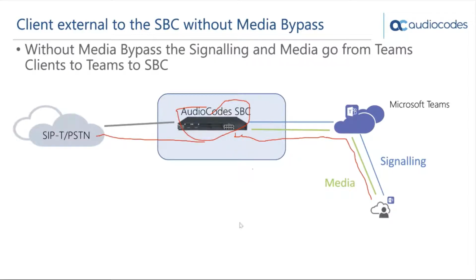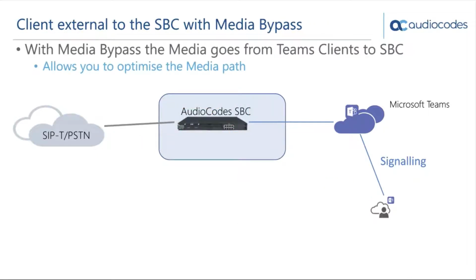So it follows the same path with media bypass turned off. But if you turn on media bypass, you get the ability to send the media directly from the client to the SBC. So you can go straight from here to here without having to do that double hop through the Office 365 Teams network. That allows you to optimize the media path.